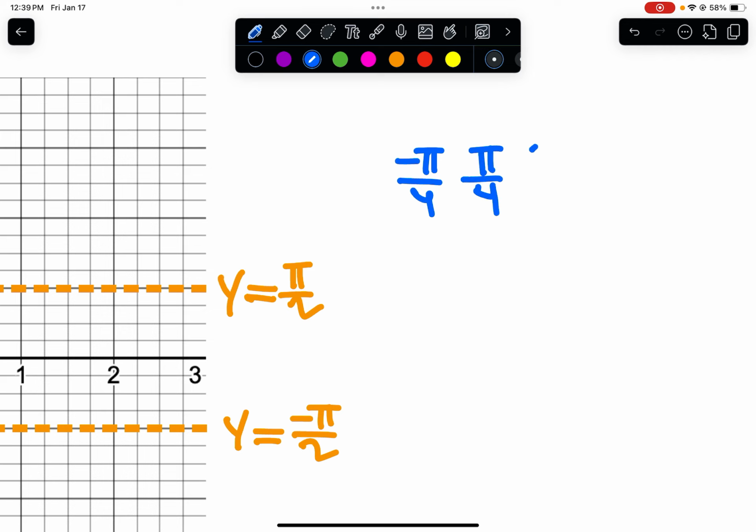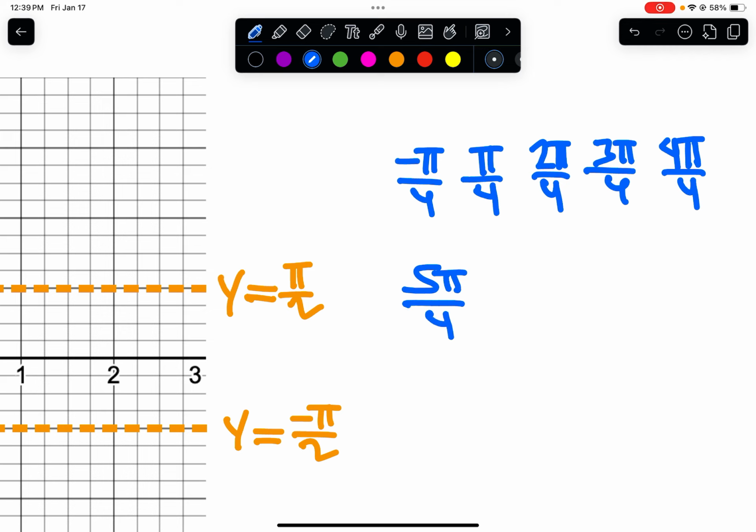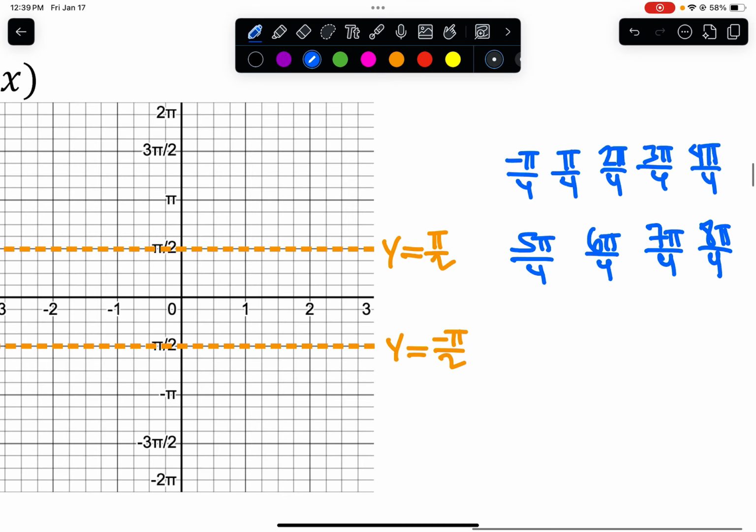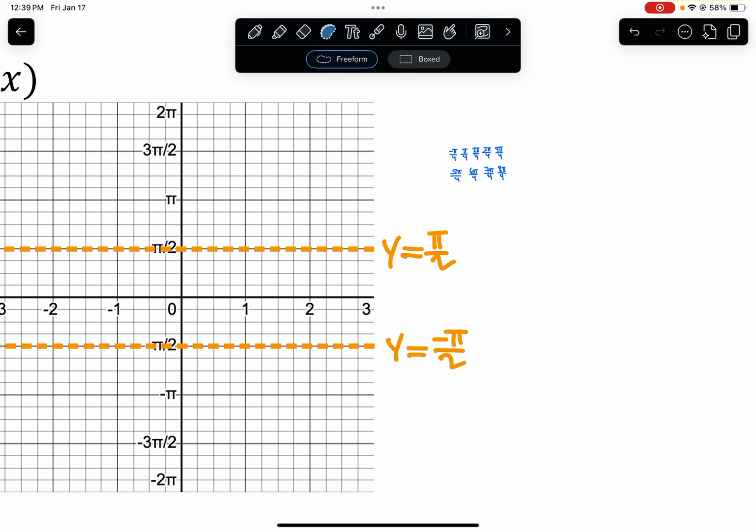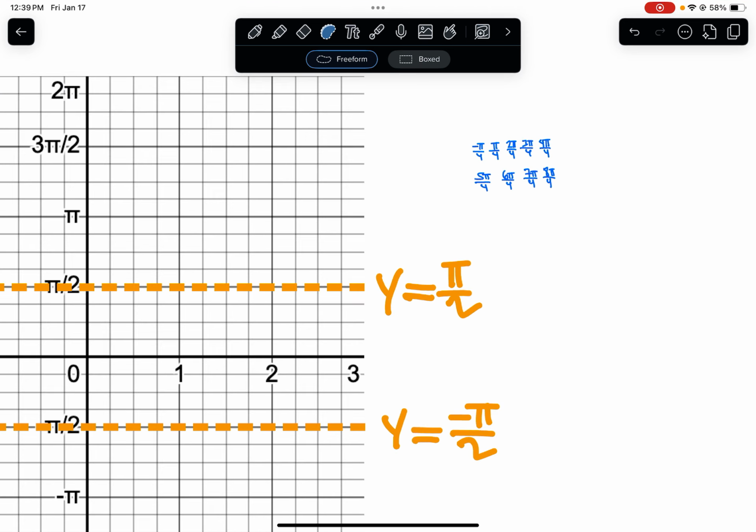So that's 1 pi over 4, 2 pi over 4, 3 pi over 4, and 4, I forgot 4, counting is hard, 4 pi over 4, 5 pi over 4, 6 pi over 4, 7 pi over 4, and then 8 pi over 4. So these are just all your pi over 4s, so I'm going to put these on the scale just in case, but I'm going to make them kind of small so that it's clear which one's which.